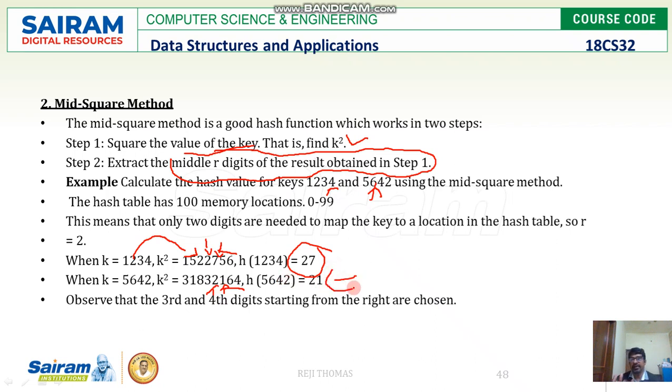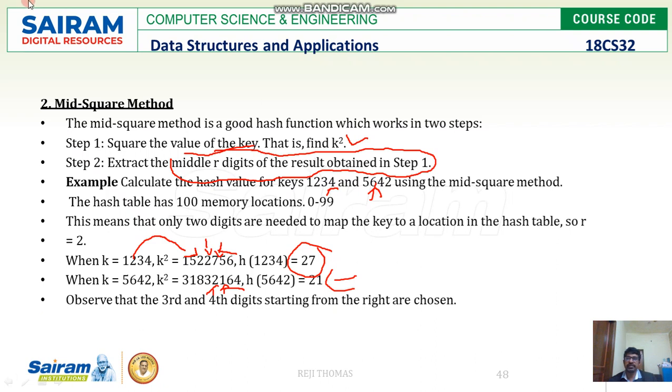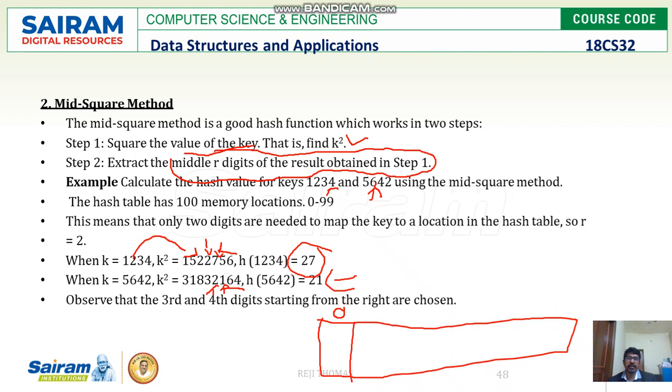And this 27 and 21, I can store in a memory location because our memory, as it says, is having only 100 locations. When I say 100 locations, it will be like this. Obviously, the index value starts from 0 and the last is going to be 99. For this purpose, we have taken r is equal to 2, so that every number can be stored in this table. So this is all about hashing.